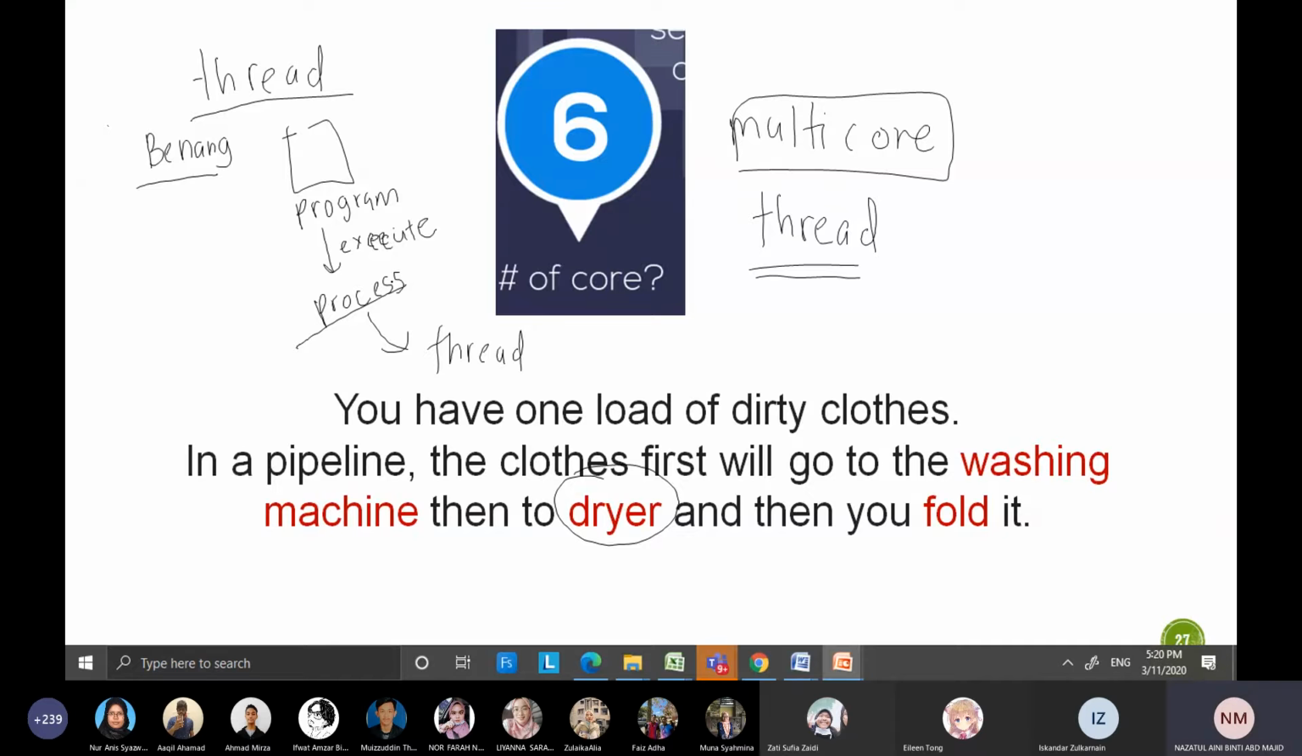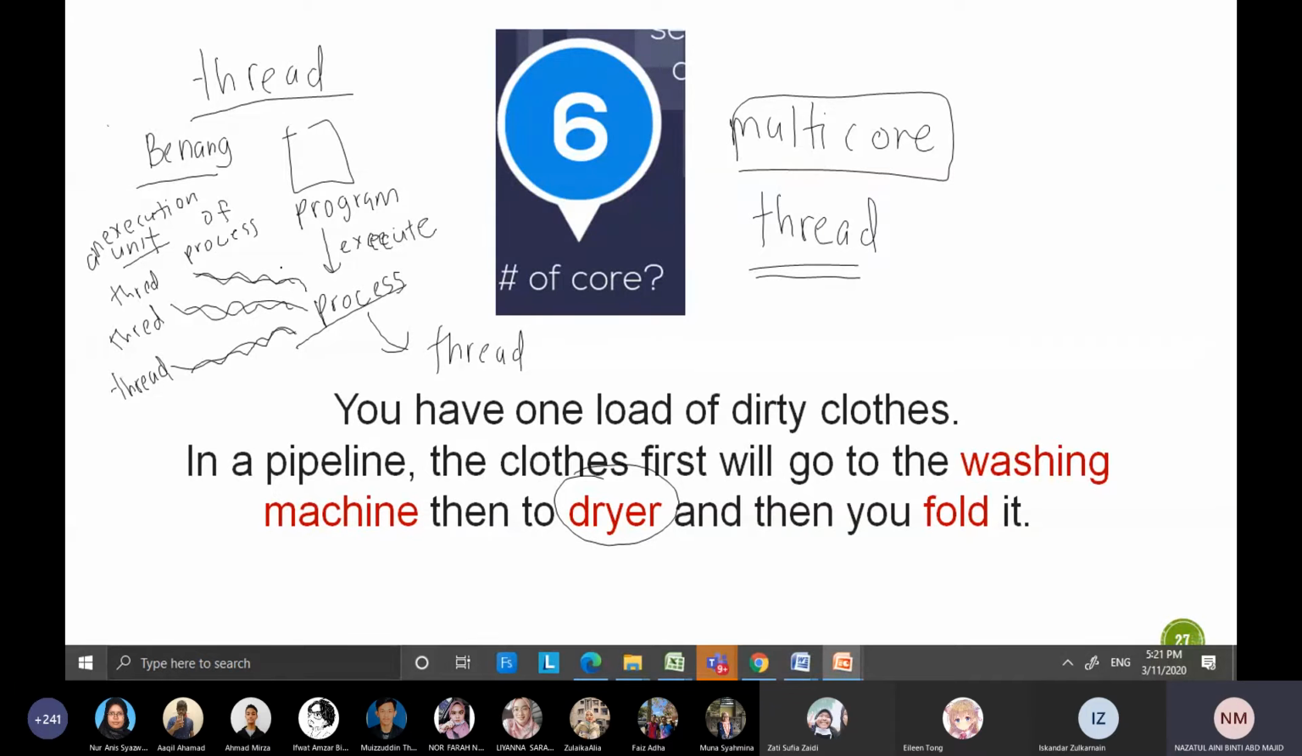Thread means that the process you can divide into a number of threads. So thread is a unit of execution of a process. Okay. Kira macam anak lah, small part. We divide the process into an execution unit, and this one we call a thread. Okay.